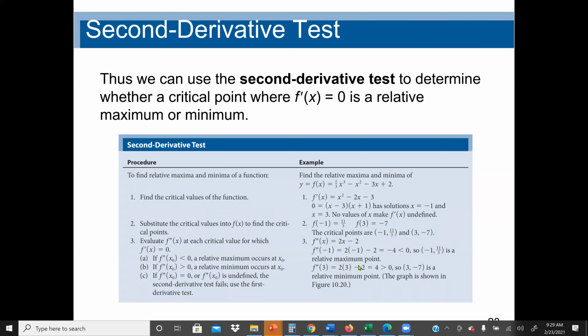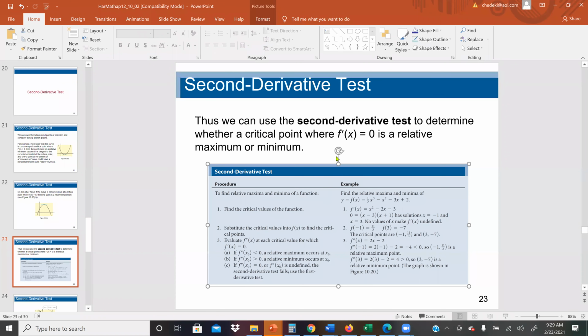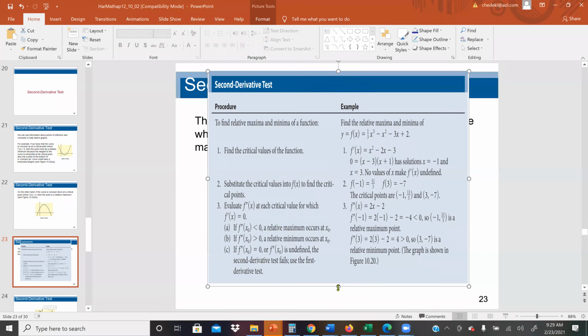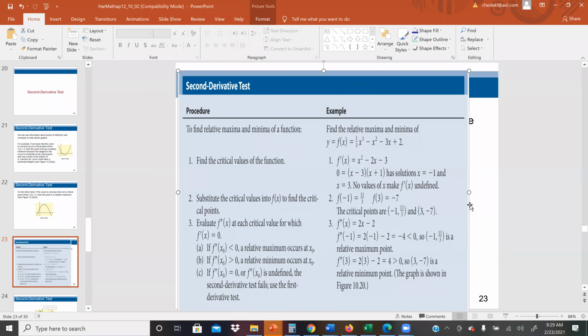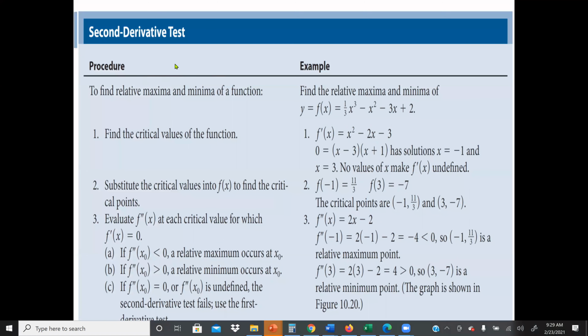So we have an example here of how we can see the shape of this graph. I'm going to make this very big. Here we are doing the second derivative test. The question says, find the relative maxima and minima of this function.